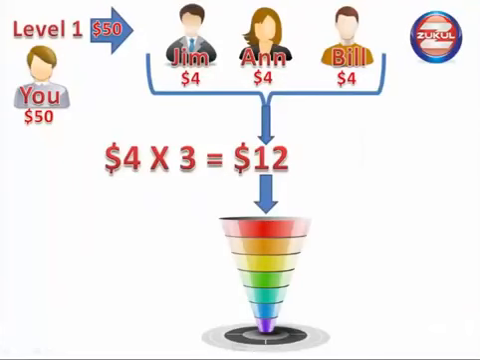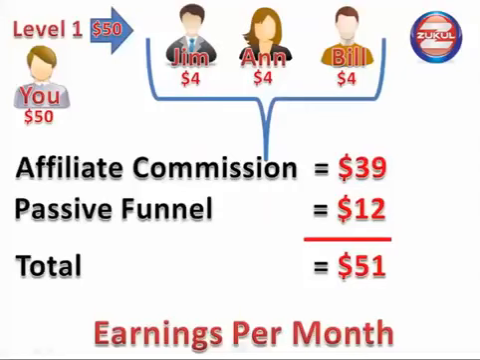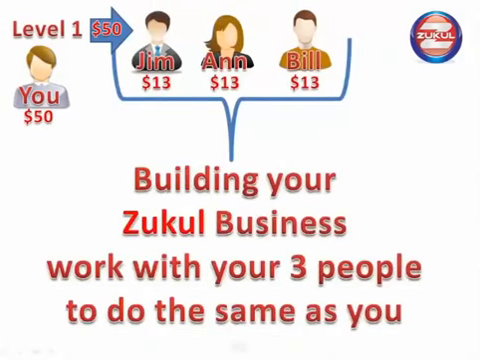Not only do you earn the affiliate payment from them, but you also earn passive funnel payment from them, which is $4 from each of them. Times that by 3 gives you $12, plus the $39 you earn from the affiliate commission gives you a total of $51 so far, and you still only have 3 people. Now we've looked at Jim, Anne and Bill, and they're on your first level. Let's see how you can build your Zukul business with the power of free.